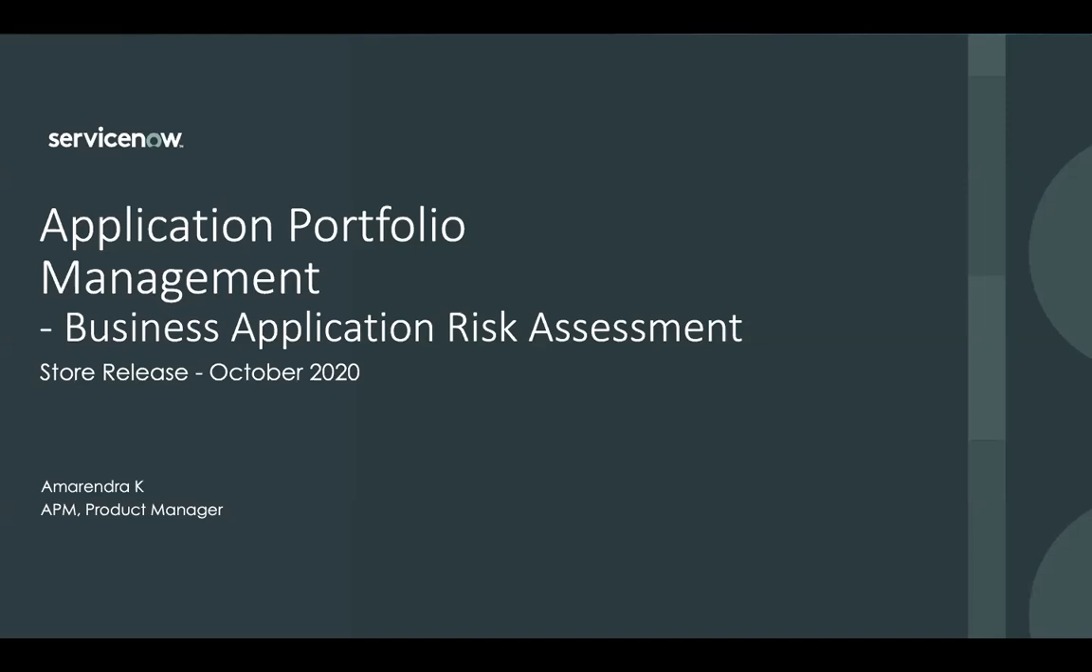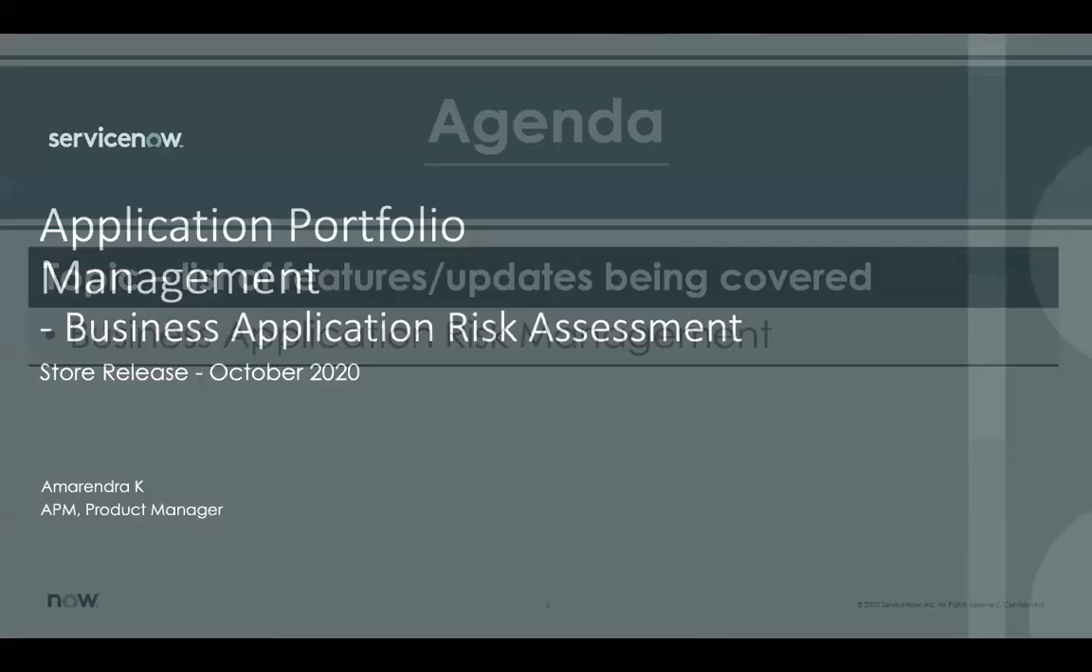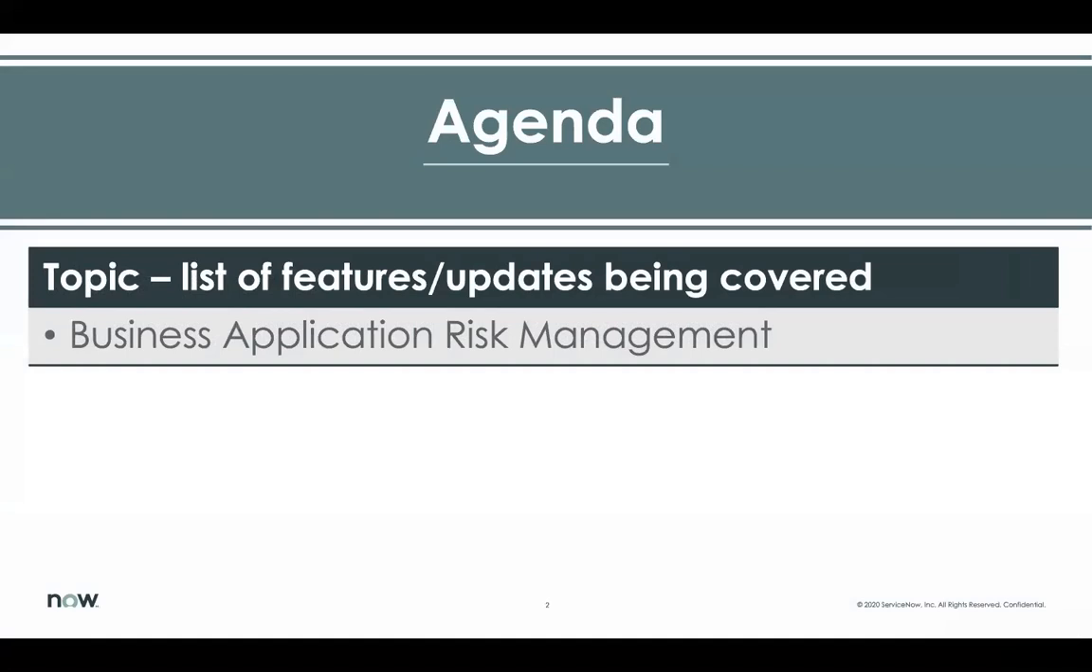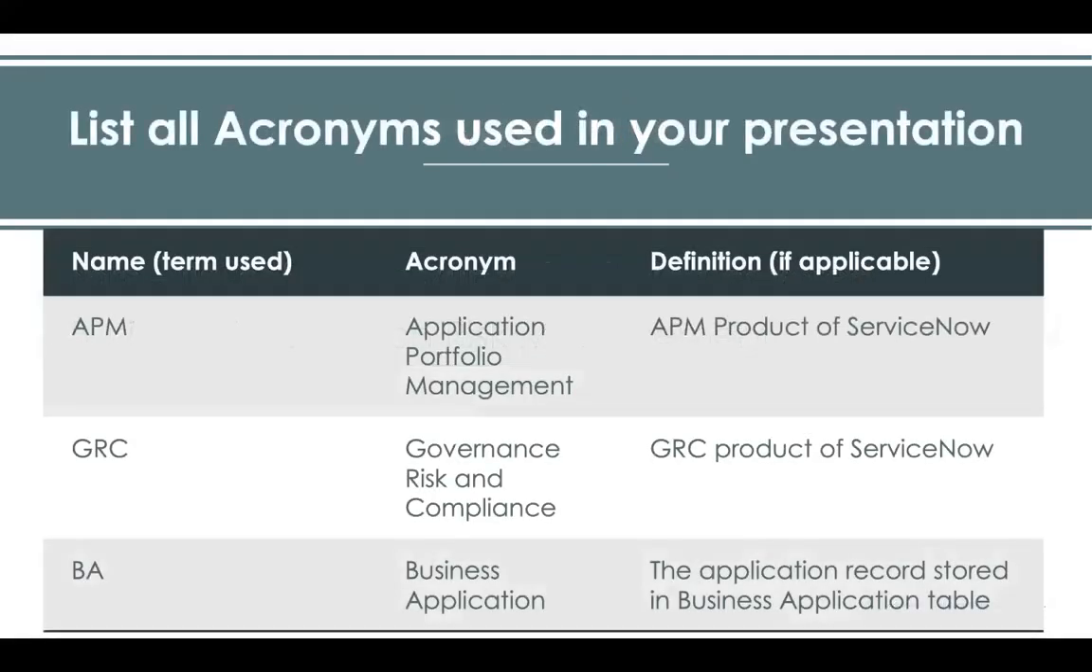So with the Quebec release, this is the first time that APM is releasing something to the store. So far, till the Paris release, all has been through the family route. But from Quebec onwards, APM started releasing through the store. So the first set of apps are available on the store. They went live on October 15th, and they're available for download. And these two apps are related to the feature of business application risk assessment. In these two apps, we integrate with the GRC apps.